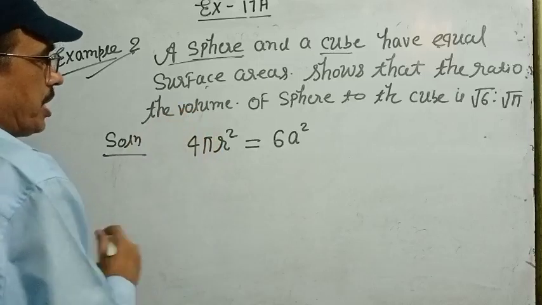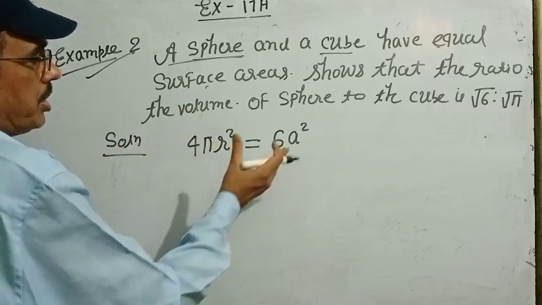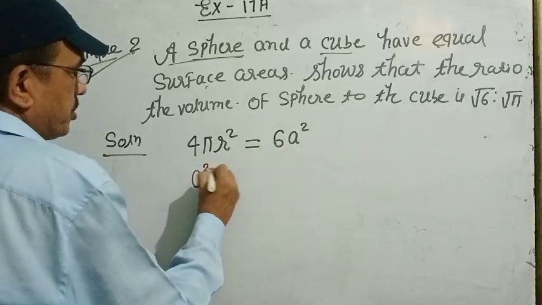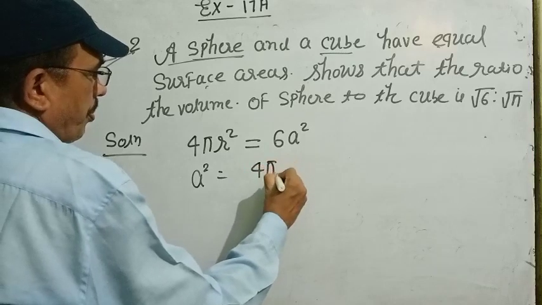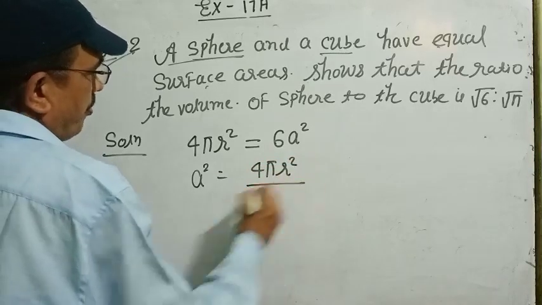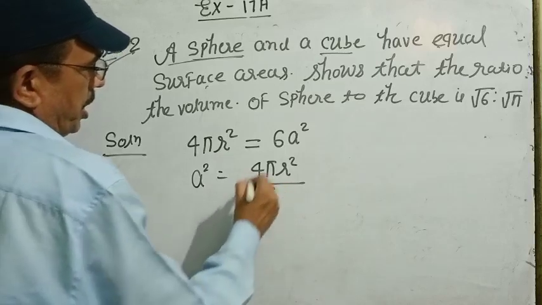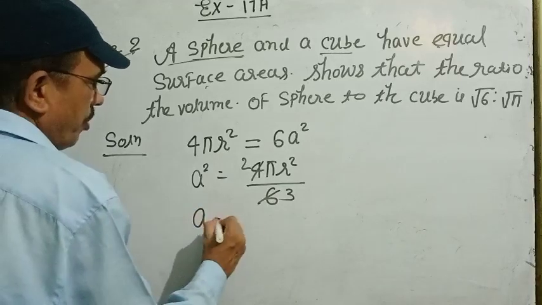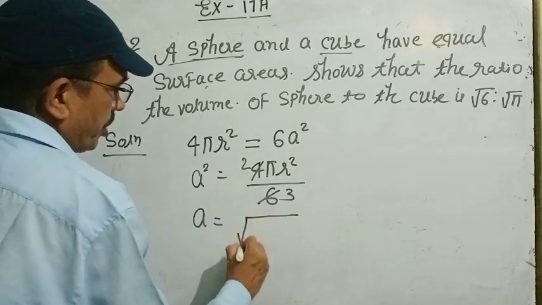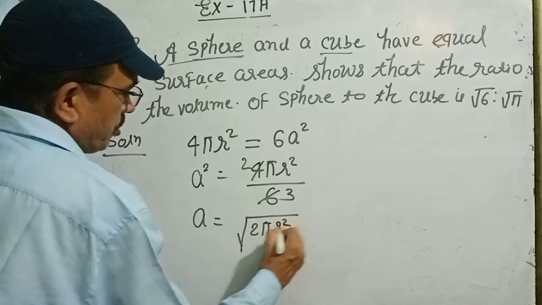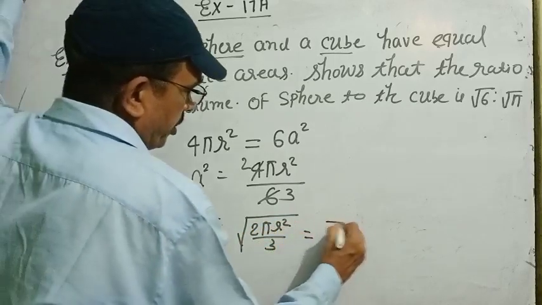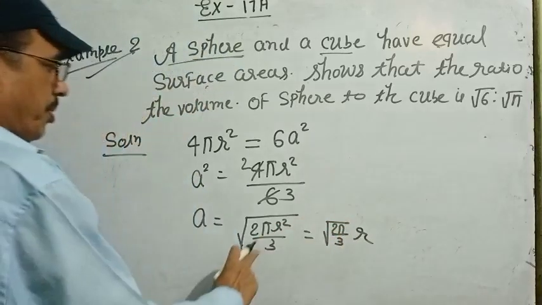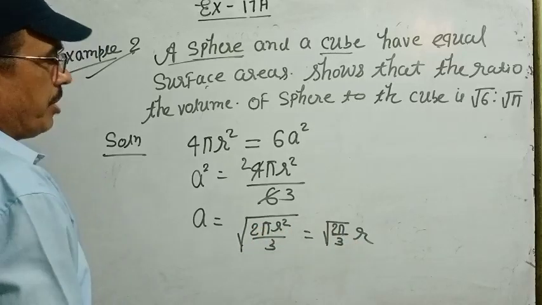From this equation, you can find the value of R and also the value of a. So dear students, first we find the value of a square. It is equal to 4 pi R square by 6. It is 2 and 3. After that, what is the value of a? That is the square root of 2 pi R square by 3. Then it is equal to the square root of 2 pi by 3 times R.